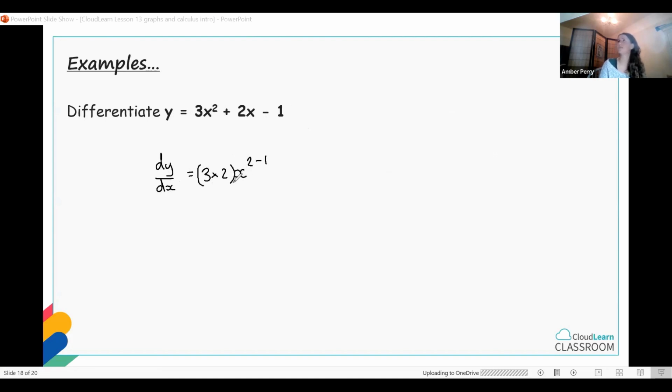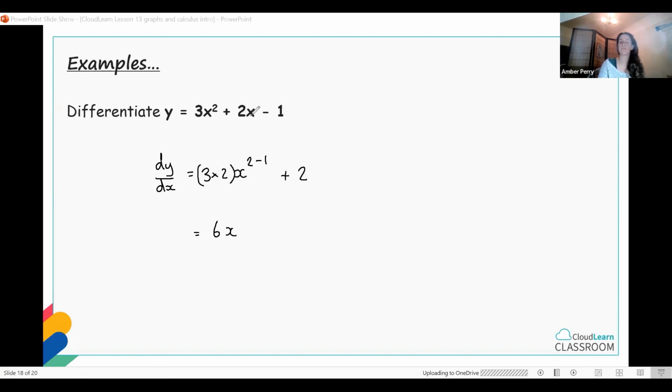You can just do it all in your head. I'm just trying to show you the slower kind of technique. So that bit there is just going to be 6x to the power of 1, or just 6x. And then here, now this is 2x to the power of 1. So we're going to bring that 1 down and times it by the 2. So it's going to be just plus 2.